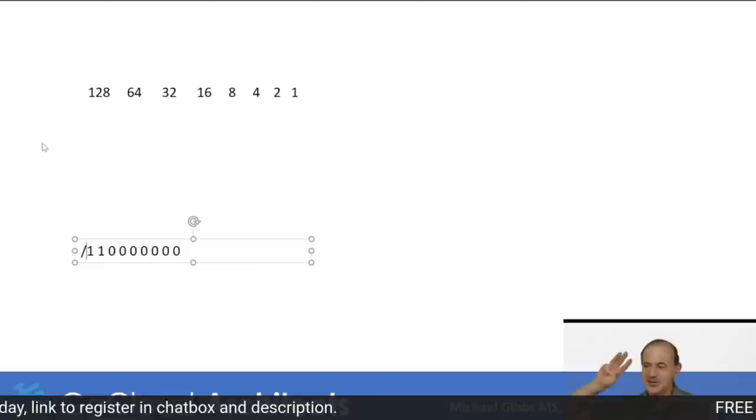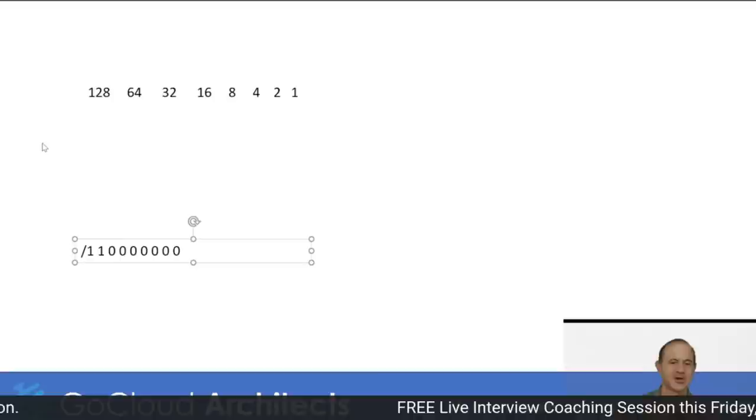So now let's do 6 bits of subnet mask. So let's add our 128, our 64, our 32, our 16, our 8, and our 4. Tell me what it equates to.